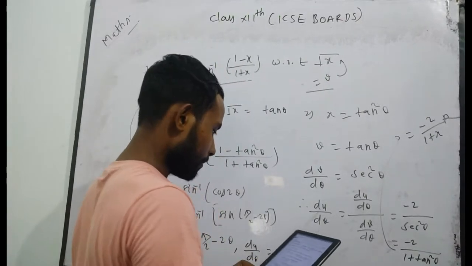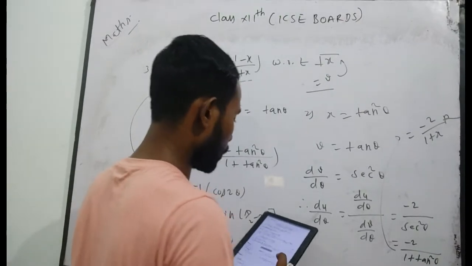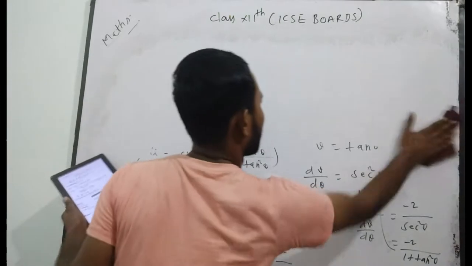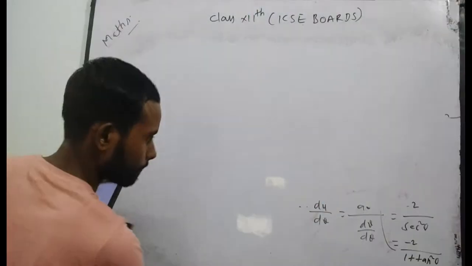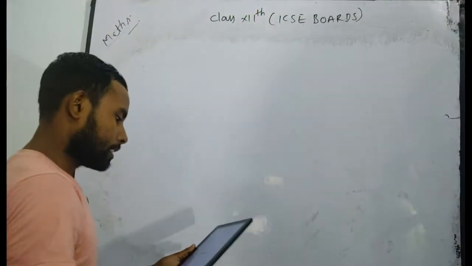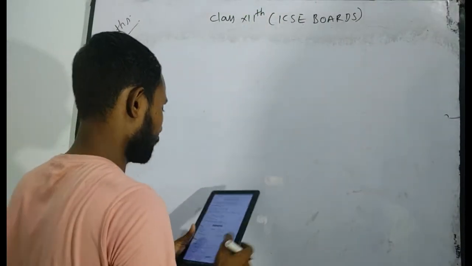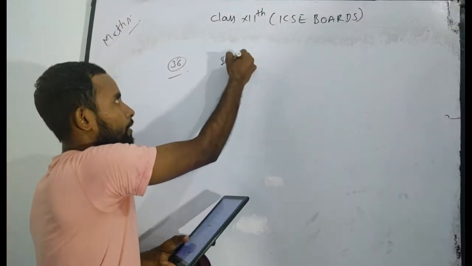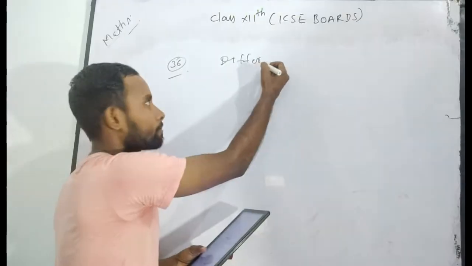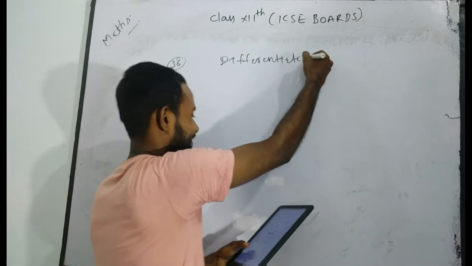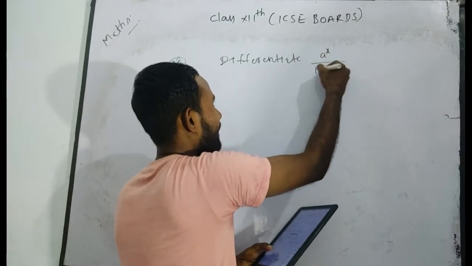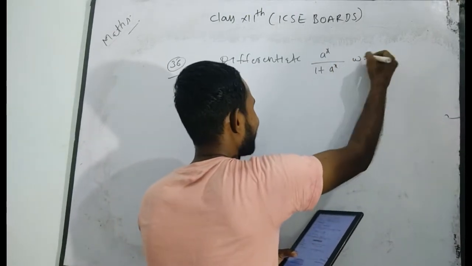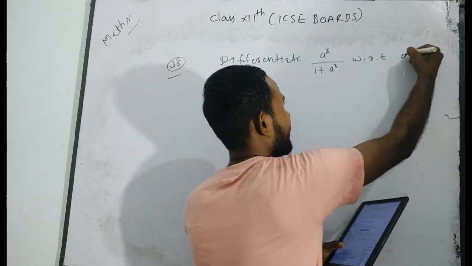Now again take the next question for you, which will be 36, and I think this is your last question. In 36, it is given to differentiate a to the power x divided by 1 plus a to the power x with respect to a to the power x.